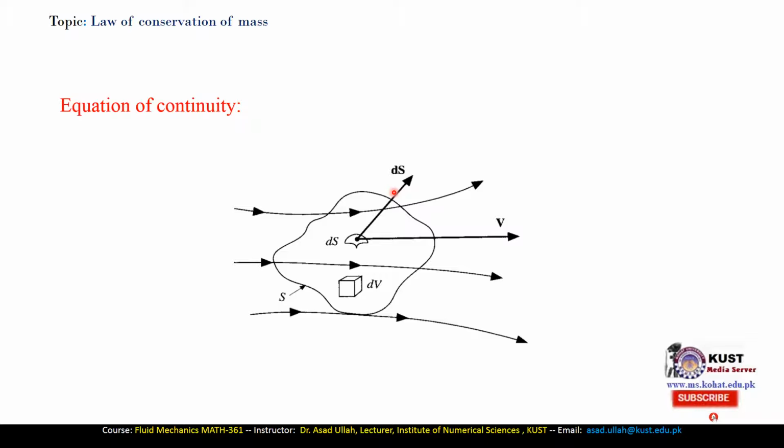Now, to derive the continuity equation, I am considering a closed surface inside the fluid flow that is denoted by S. Here I considered a small fluid element whose volume is dV, and this is a small surface inside this. This is the small surface dS, whose normal vector is denoted by dS, that moves with the velocity v as the fluid passes through this point.